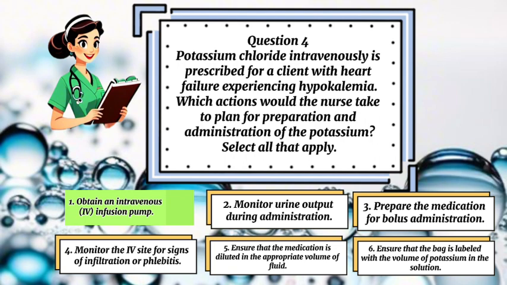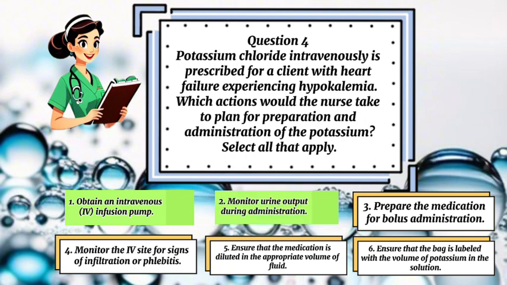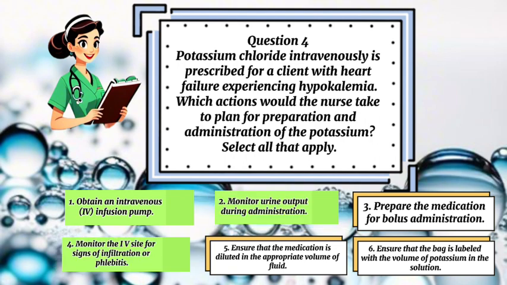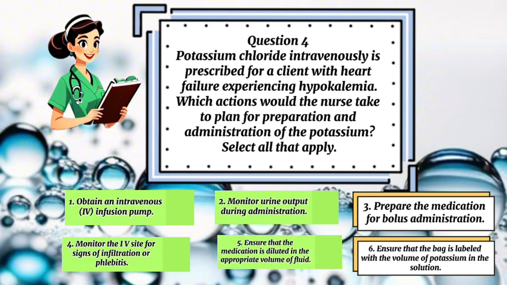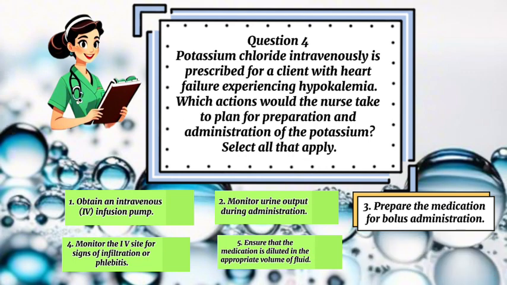1. Obtain an intravenous infusion pump. 2. Monitor urine output during administration. 4. Monitor the IV site for signs of infiltration or phlebitis. 5. Ensure that the medication is diluted in the appropriate volume of fluid. 6. Ensure that the bag is labeled with the volume of potassium in the solution.